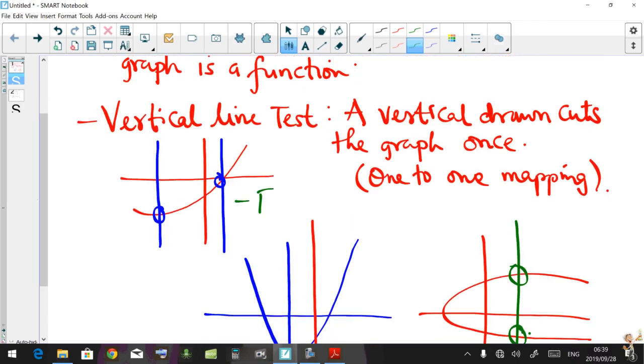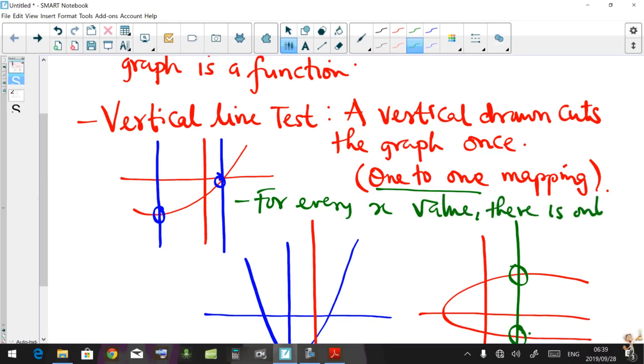For every x value, which is still one-to-one, there is only one y value. That is what they call a function. So this is not a function because for the x value here, but remember it must be a vertical line, not horizontal, a vertical line. So for every x value, there must be just one y value.